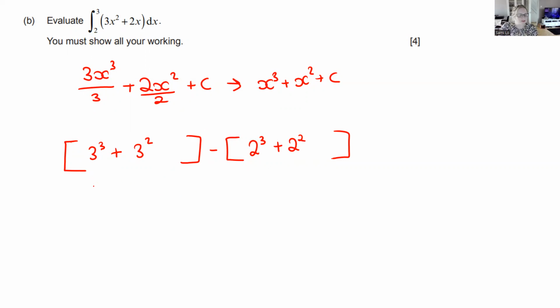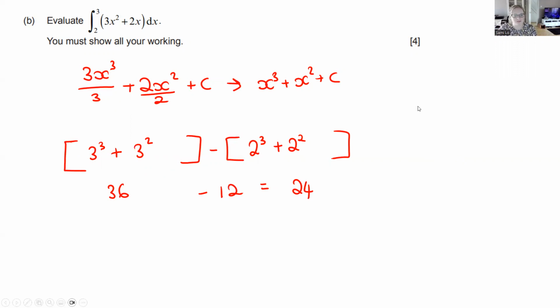You should be able to do this pretty much in your head, but if you wanted to use a calculator, we got 27 plus 9, and that's going to give you 36. And then 8 plus another 4 is 12. So our final answer should be 24.